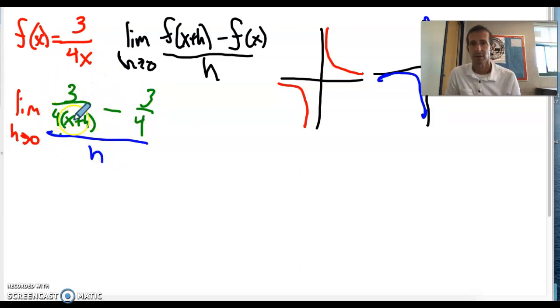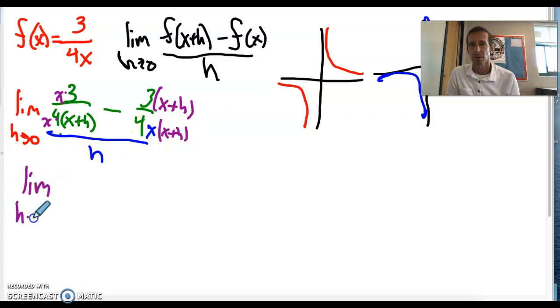I need a common denominator, and I should have an x down here because the function is 3 over 4x, so that's f of x. Notice that they both already have a 4 in common, so neither of them needs a 4, but this side would need an x plus h so that it has exactly what this side has, and this side would need an x. I'm going to put it in the front just because it's easier for me to place it there. So now my denominator here is set, so I'm going to keep going.